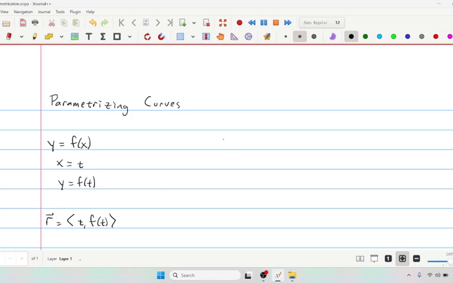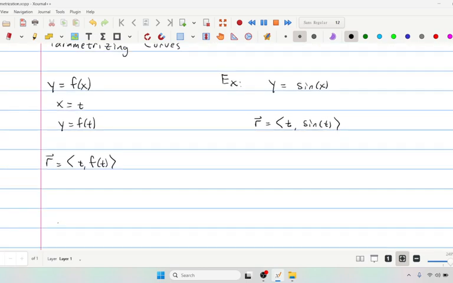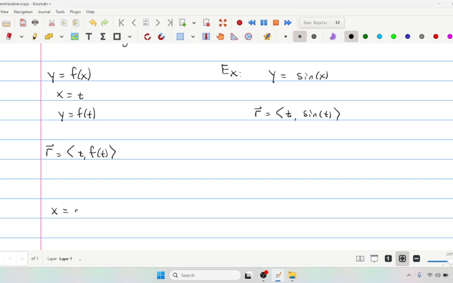So a concrete example of this would be, let's say we have y equals sine x. So I'm going to let my parameterization be t, comma, sine t. So that gives us a parameterization of a function. We can have the same thing if the roles of x and y are switched. So let's say we have x equals a function of y.